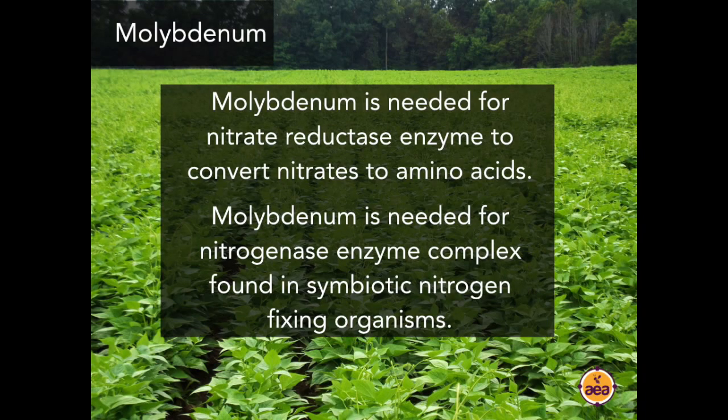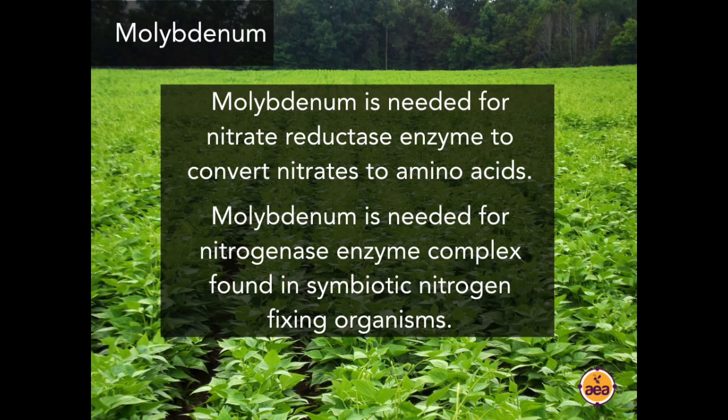molybdenum is needed for 2 important functions. One is that it is the enzyme cofactor for the nitrate reductase enzyme to convert nitrates to amino acids within the plant leaves. And secondly, molybdenum is also needed for the nitrogenase enzyme complex that is found in organisms that have a symbiotic relationship with plant roots to fix nitrogen. So these would be Azotobacter, Azospirillum, and all the rhizobium that are used for legumes. All these various rhizobium bacteria require molybdenum in order to fix nitrogen.